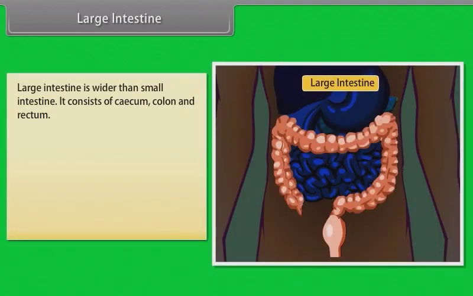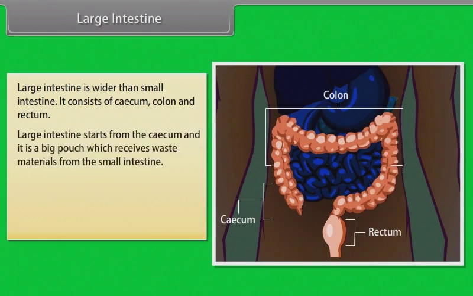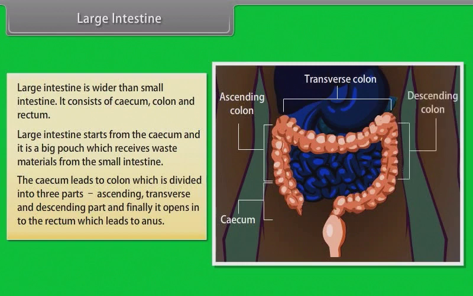Large intestine. Large intestine is wider than the small intestine. It consists of caecum, colon and rectum. Large intestine starts from the caecum, which is a big pouch that receives waste materials from the small intestine. The caecum leads to the colon, which is divided into 3 parts: ascending, transverse and descending part, and finally it opens into the rectum, which leads to the anus.